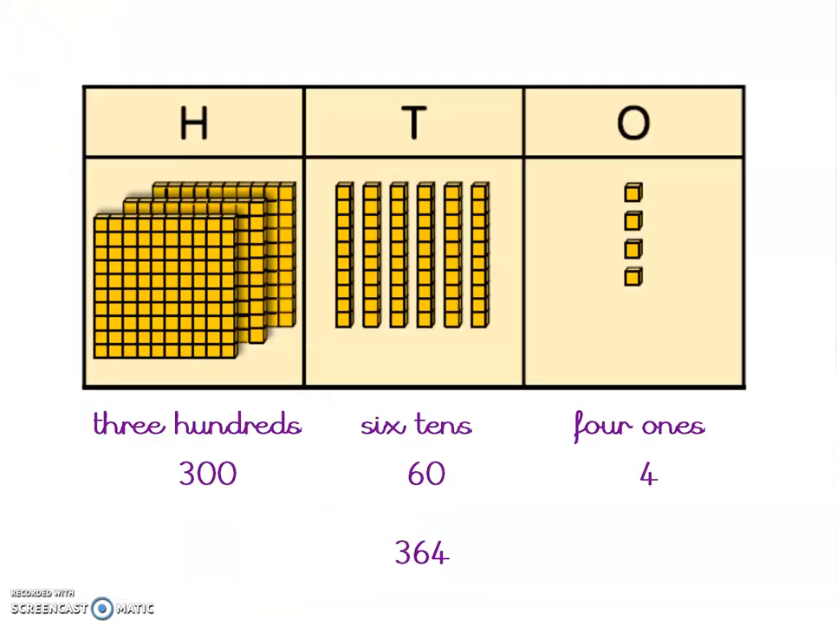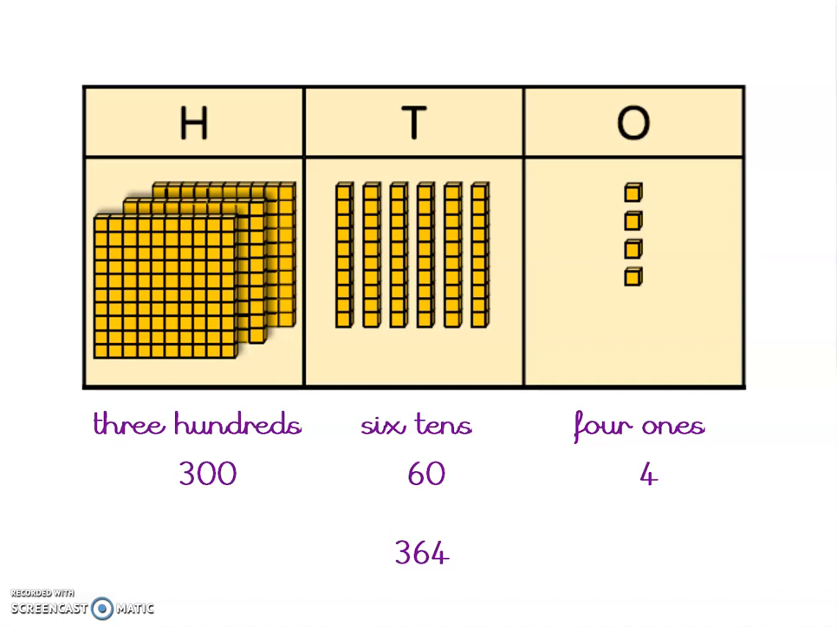Fantastic work. So let's see what our answers are. So looking at question A, we can see that we had our base 10 representation in our place value grid. And in this case, we had 300s, 6 10s, and 4 1s. So 300, 60, and 4, which gave us an answer of 364.